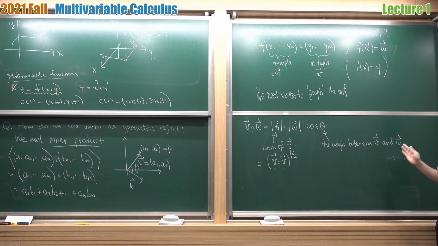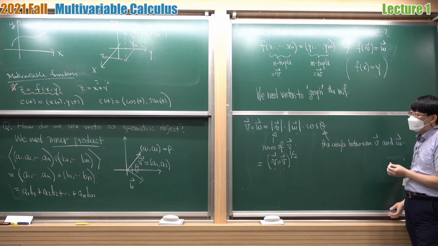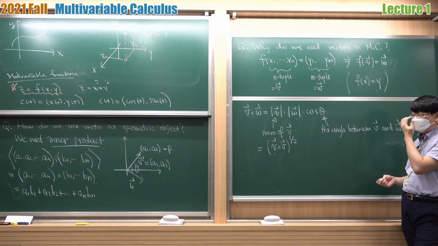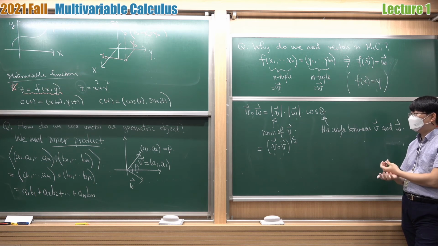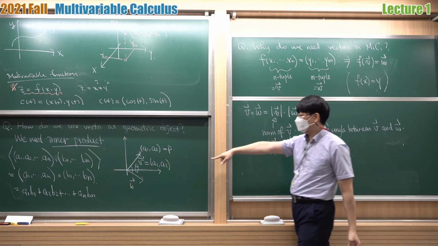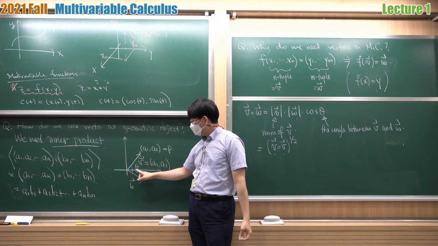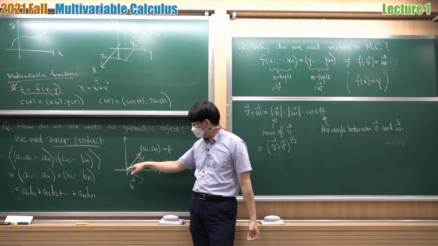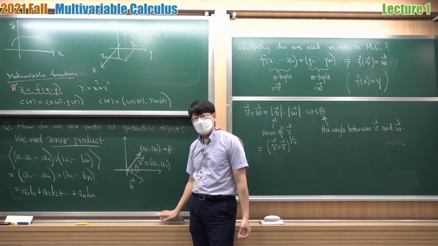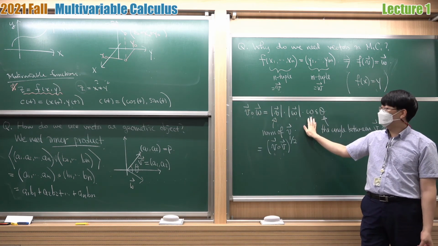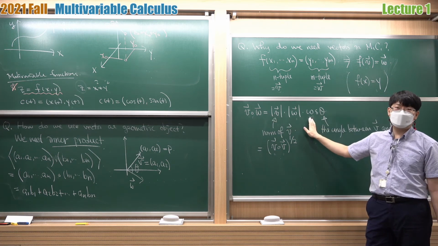So we have this property. We will prove this, but before we prove this, let's consider the consequence of these properties. What if these two vectors are perpendicular? What if the angle between these two vectors is pi over 2? Then cosine pi over 2 is 0, so the inner product becomes 0.